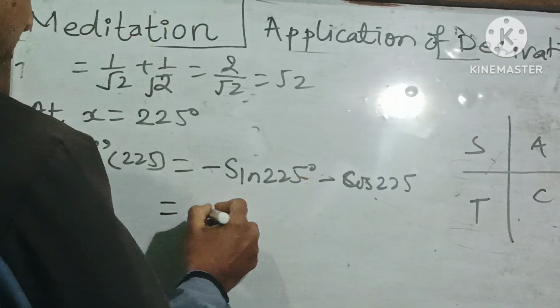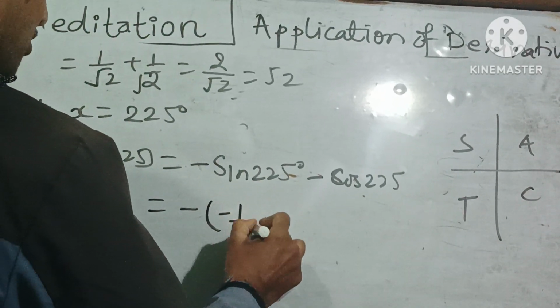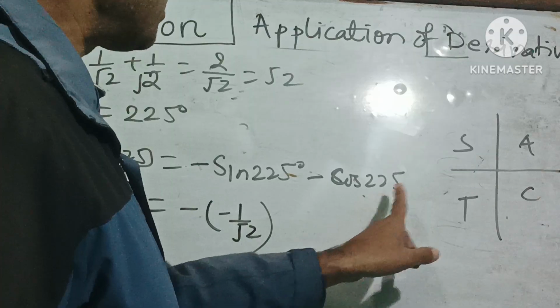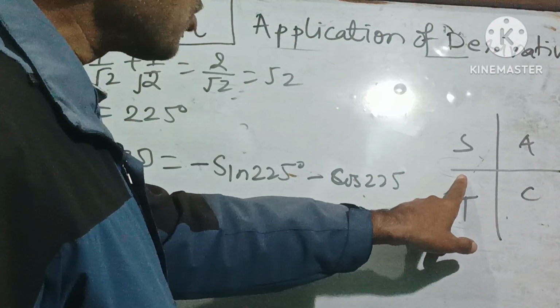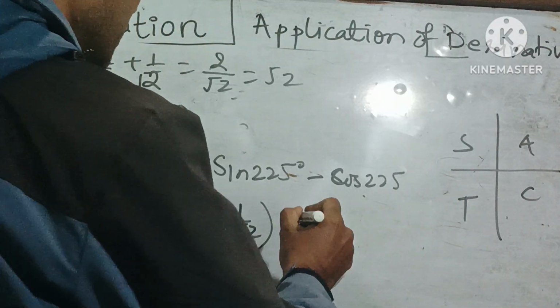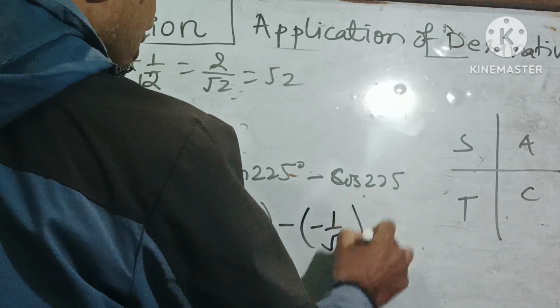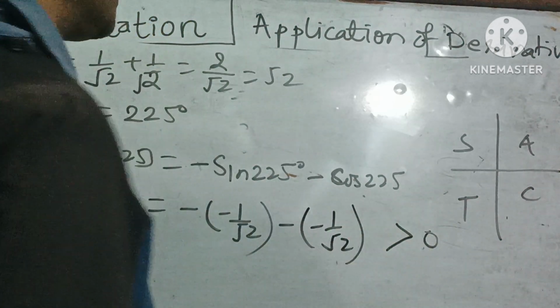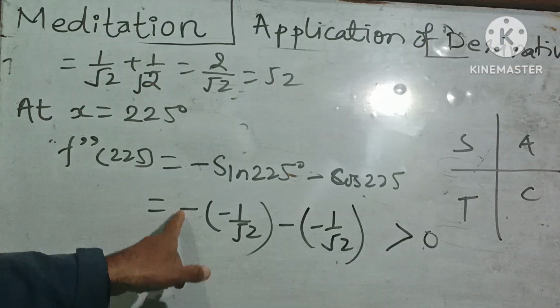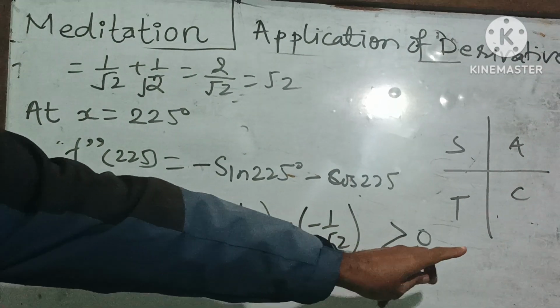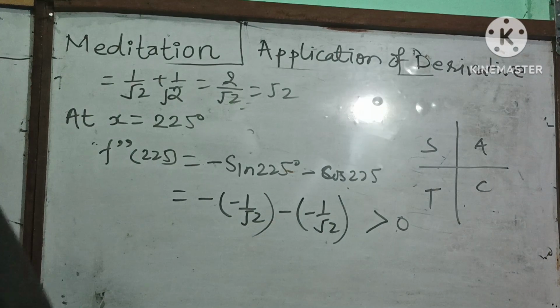So this is minus of minus 1 by root 2. Again, cos 225 also lies in the third quadrant, so this is also negative, minus 1 by root 2. So this one is greater than 0. Clear? Minus and minus is plus, minus and minus is plus. So this is greater than 0.